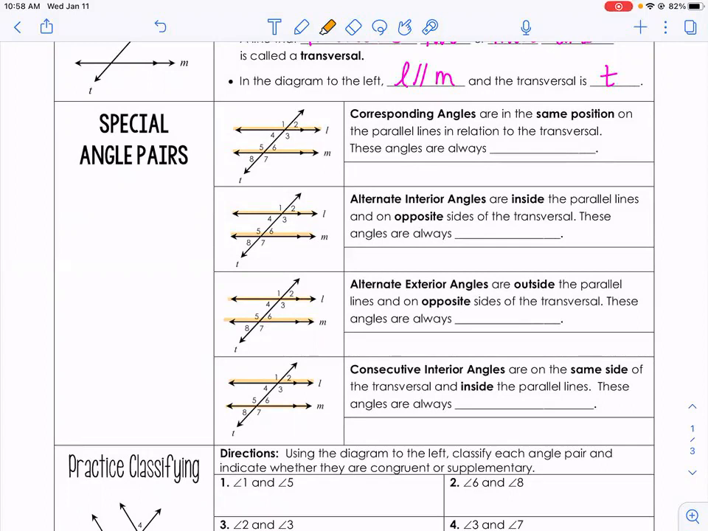Highlight each pair of parallel lines with the same color. It's not going to be the same as your elbow partner. Good, that's fine. Just the 2 parallel lines, not the transversal, just the 2 parallel lines.